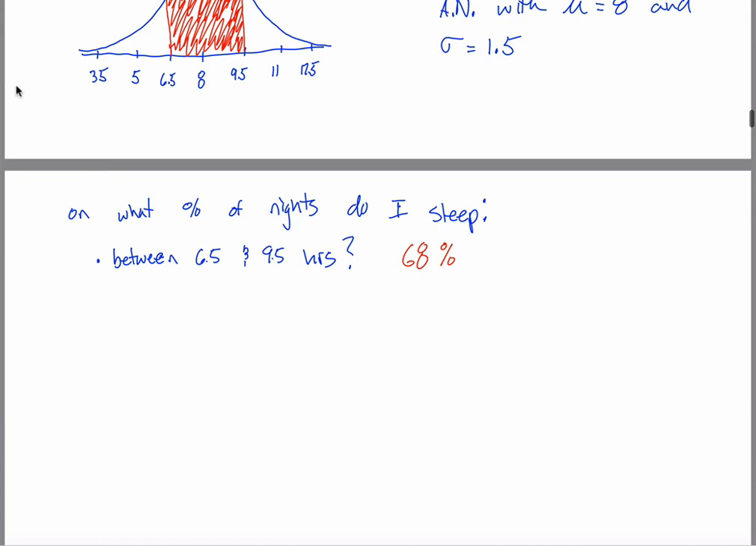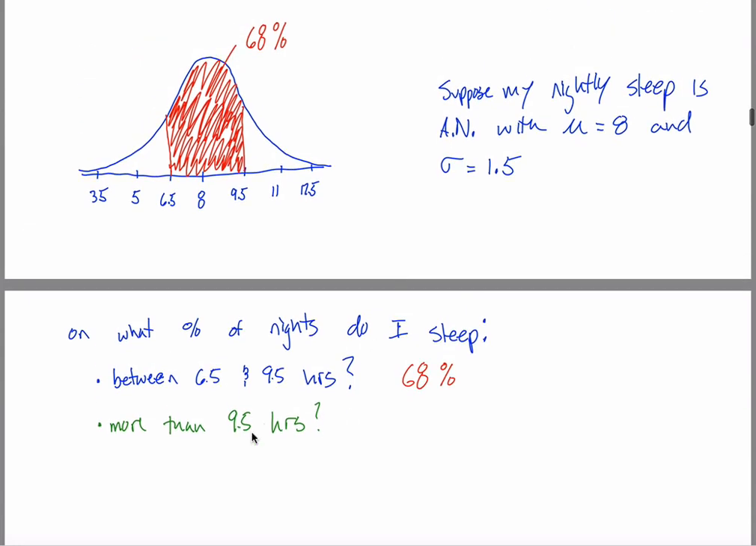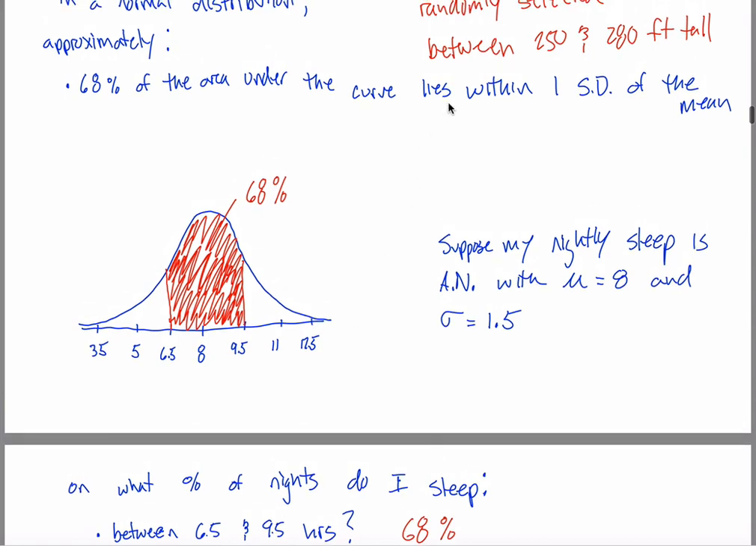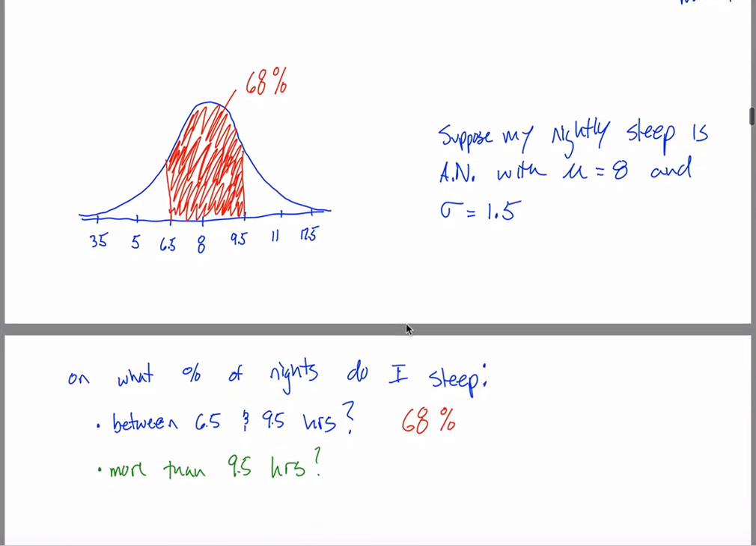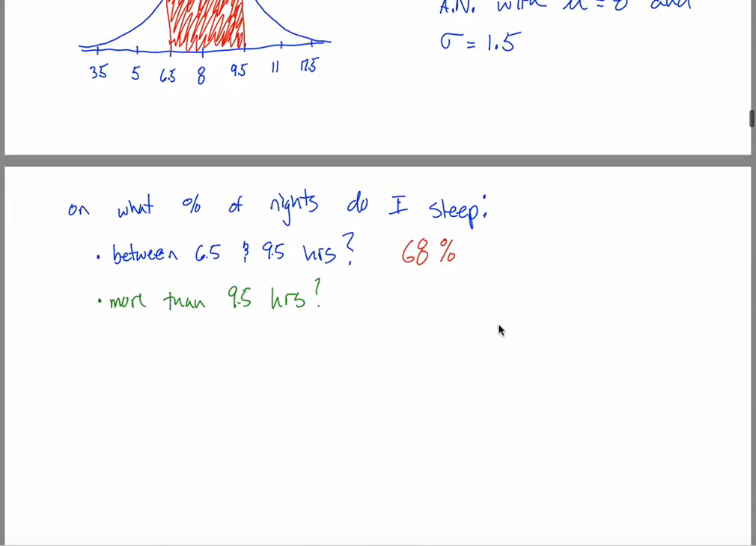Well, let's see. I guess I could ask you, on what percentage of nights do I sleep more than 9.5 hours? You're like, surely that's not an empirical rule question. More than 9.5? That's got nothing to do with this within one standard deviation of the mean. I'm like, well, where is it then? Fine, I'll draw you the picture.